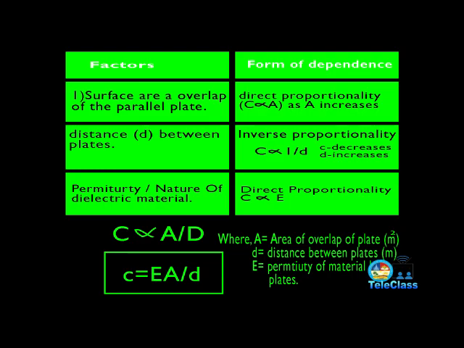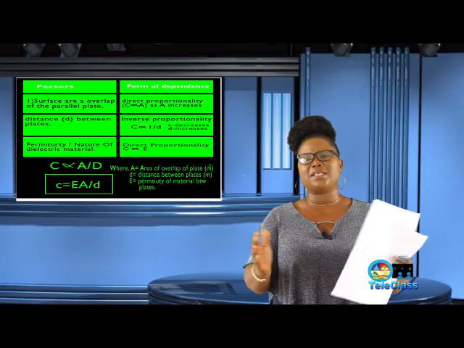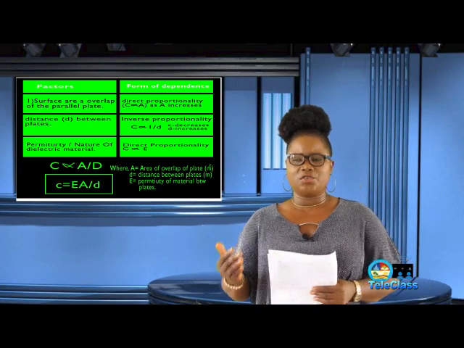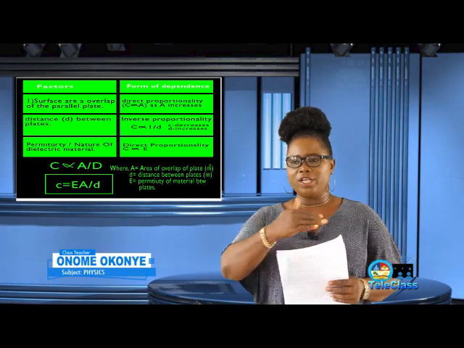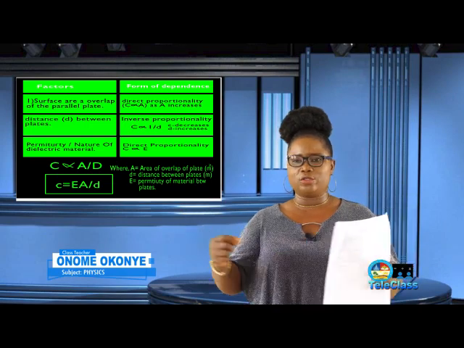Now, having known all of this, I want us to see how capacitors are arranged. Capacitors are arranged in two ways, one is series and the other is parallel. Now, when we talk about series arrangement, they are arranged in a straight line, one end to another.